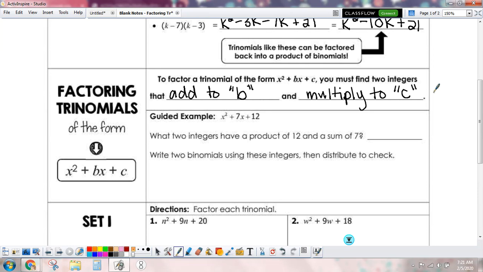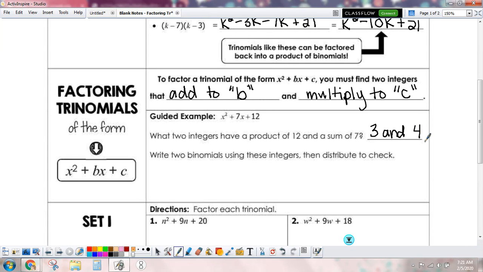So our guided example here, we have x squared plus 7x plus 12. So what two integers have a product of 12 and a sum of 7? Okay, so I know that to get 12, to multiply to 12, we get 1 times 12, 2 times 6, and 3 times 4. Well, 1 times 12 does not add up to 7. 2 times 6 does not add up to 7, but 3 times 4 does. So 3 and 4 are the numbers we want to use.